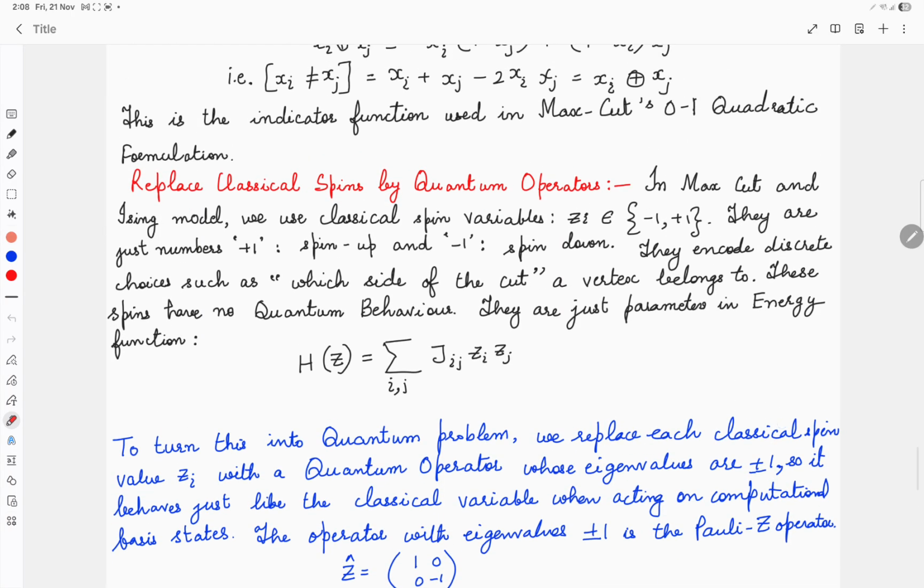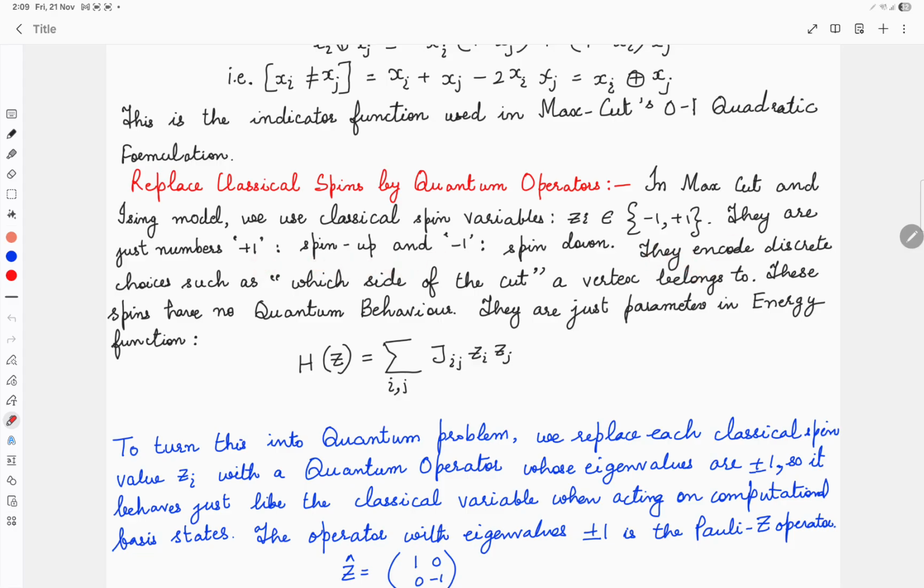And so we have been able to map the MaxCut problem to the classical Ising model. So let us now talk about what the quantum part in the problem is. Replace classical spins by quantum operators. How? In MaxCut and the Ising model we use classical spin variables. These are just numbers, +1 and -1. These are only numbers in our solution.